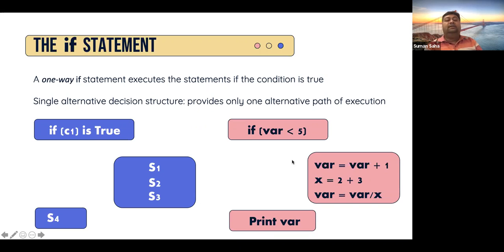We saw these examples in our previous slide also. If var is less than 5, then you go to this block and do all those statements: var assigned by var plus 1, x assigned by 2 plus 3, then var assigned by var divided by x. Then print the var. If var is equal to 5 or greater than 5, then jump to the print var section and print the var. That's it.